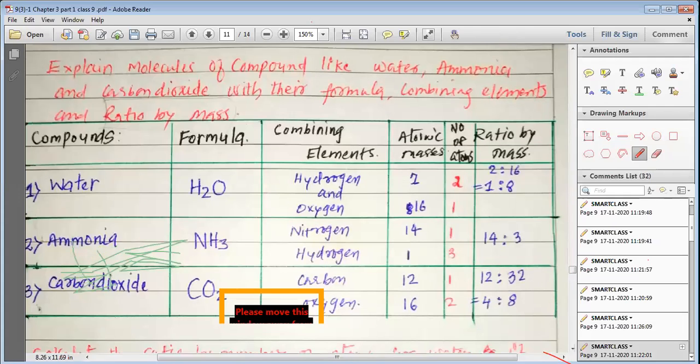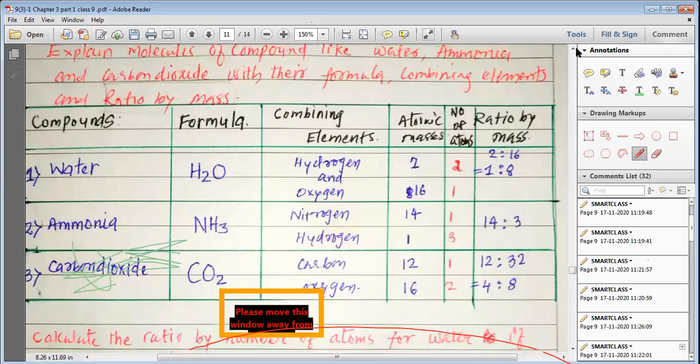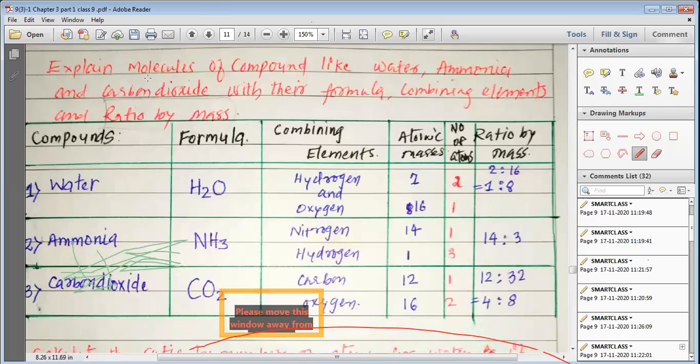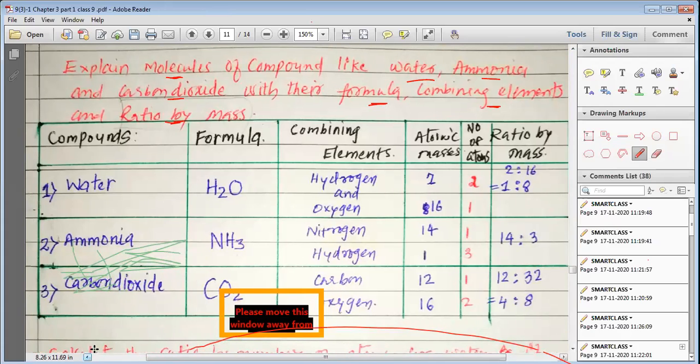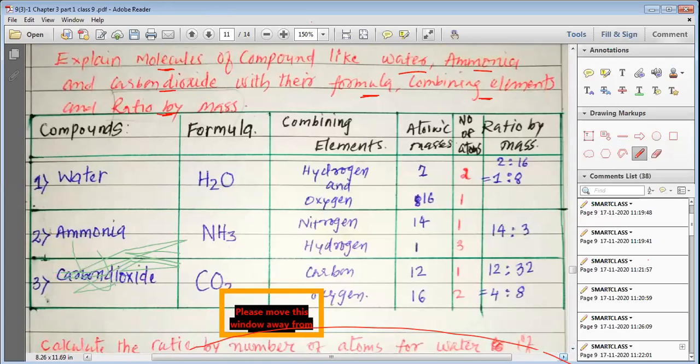Now, my dear students, we want to study the next point, that is about the molecules. Explain molecules of compounds like water, ammonia and carbon dioxide with their formula, their combining elements and their ratio by mass. Dear students, we have studied that elements combine together in a fixed ratio. Please remember, elements combine together in a fixed ratio to form a compound or to form a molecule.